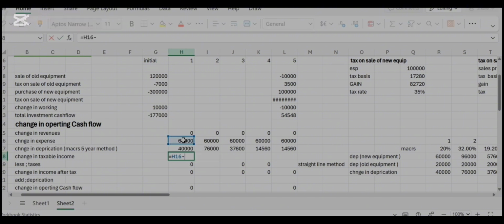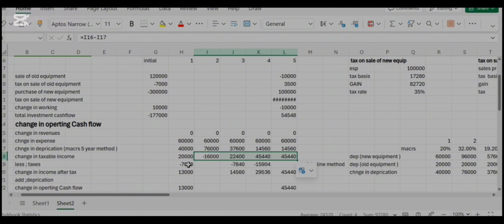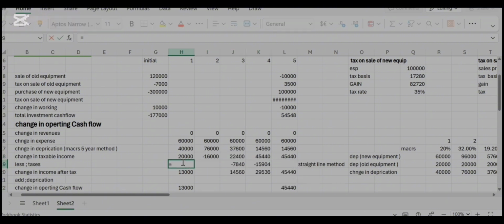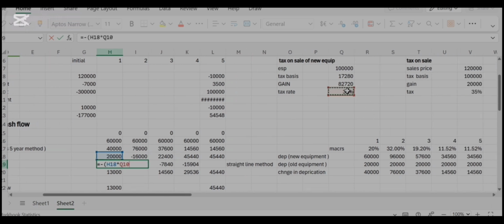So we calculate the change in taxable income by adding and subtracting revenue, expenses and depreciation. That is our taxable income. We find it for every year and we drag this formula. Yes, then we calculate the tax on our income. Our income is 20,000, so we multiply it with the tax rate and make it negative, because that is a cash outflow since our income is positive.